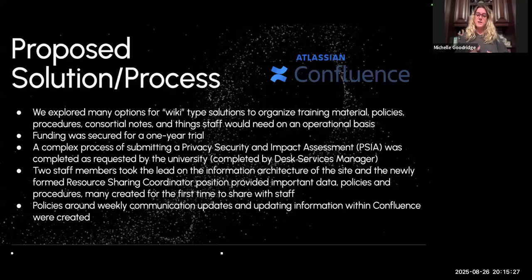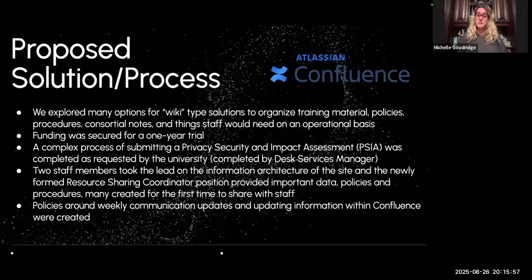So we went looking to see what we could do to replace it. We explored lots of different solutions to organize our training material, policies, procedures, consortial notes, and things staff would need on a day-to-day operational basis. We did secure funding for a 1-year trial. And after submitting a pretty complex privacy and security application through the university, thanks to Lee, our desk services manager, for taking the lead on that, we were successful.